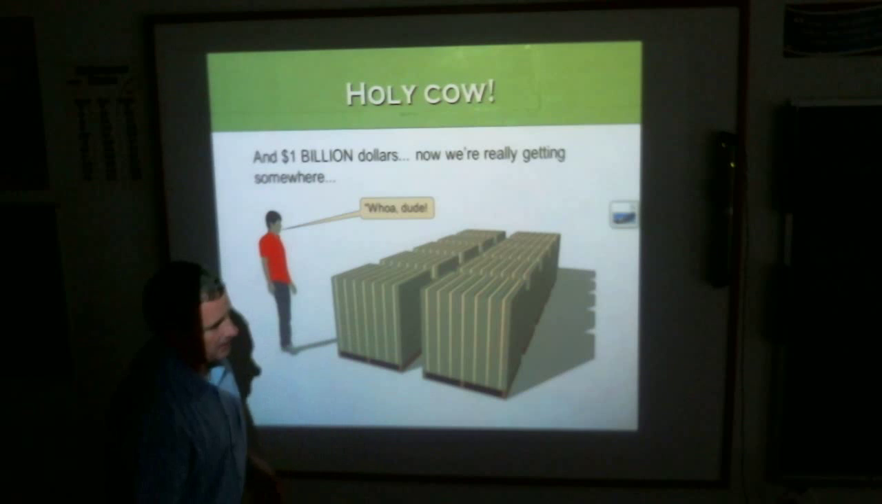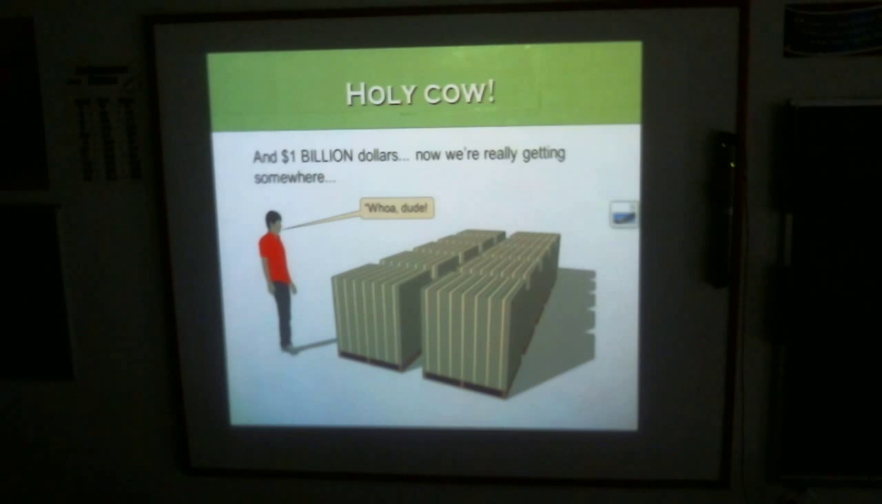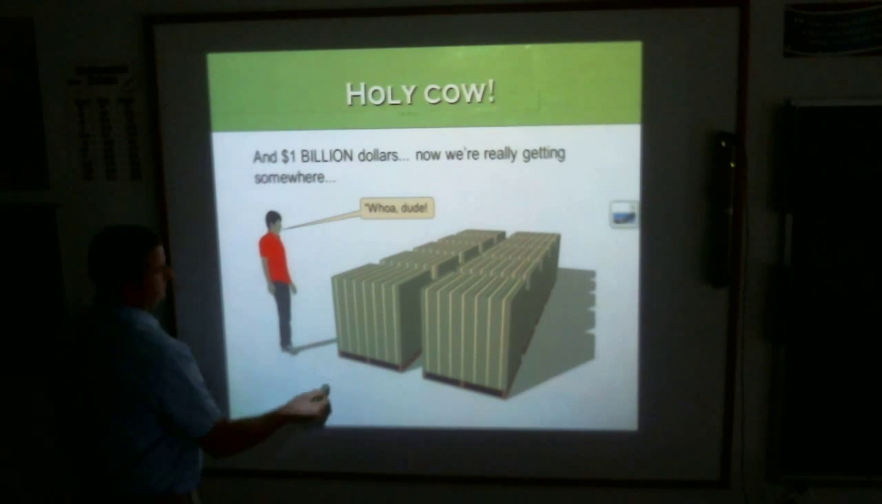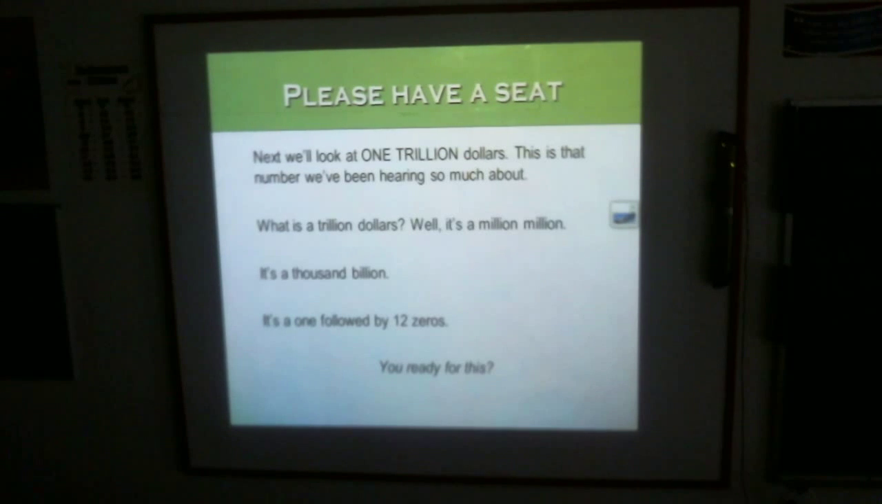10 of those things, $1 billion would probably fit. It'd be this high and probably from the wall to me all the way to that wall over there. Wait, that's just $1 billion. Now we'll look at $1 trillion. This is about the number we've been hearing so much about.